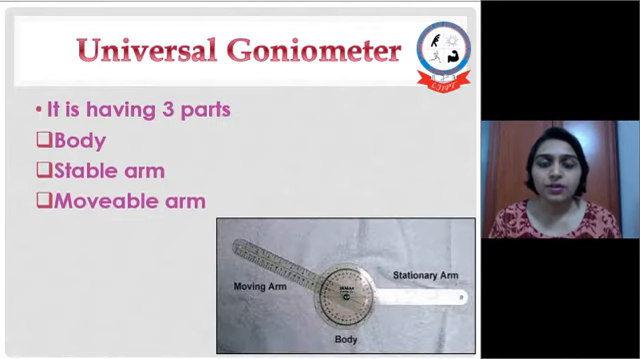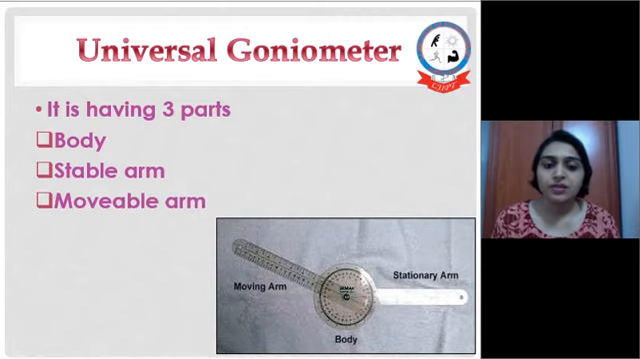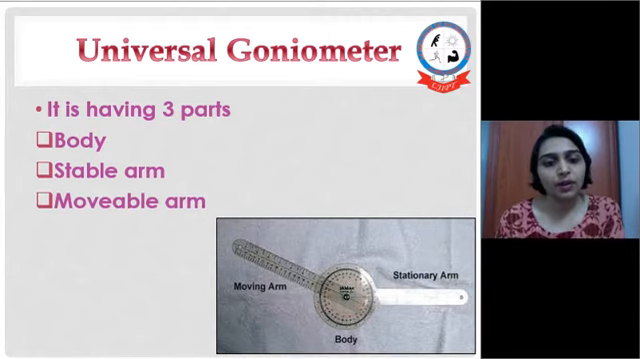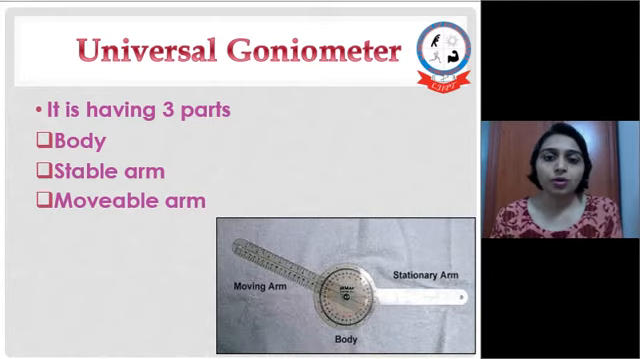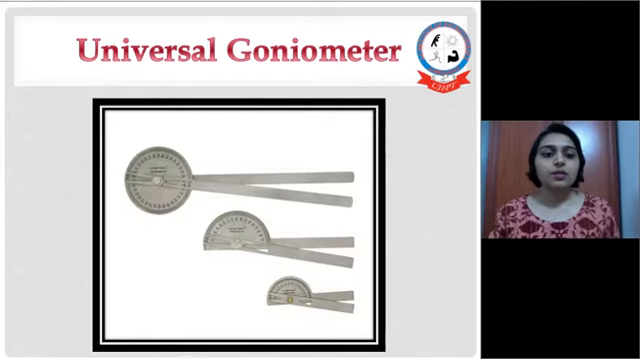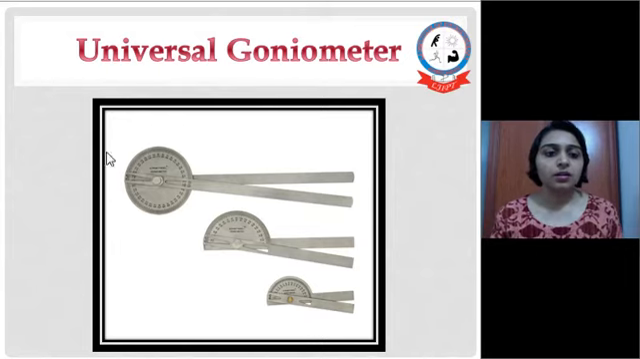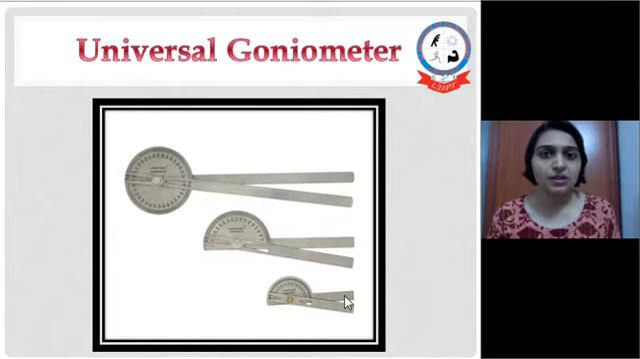So let's see first universal goniometer. It has three parts, namely body, stable arm or stationary arm and movable arm. Stable arm stays stable, that's why it is known as stable arm, and movable arm can be moved along with the joint motion. So here are some of the types of goniometer. We can see this one has a 360 degree protractor, this has a 180 degree protractor, and this one is a small size which is used as a finger goniometer.